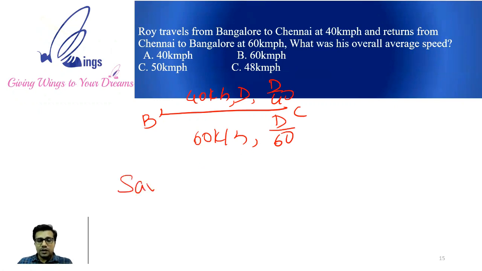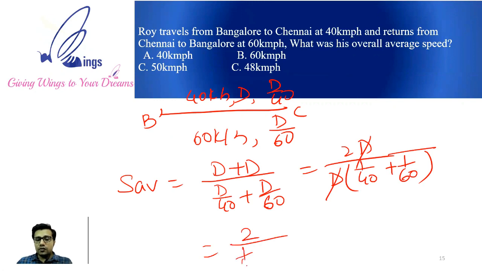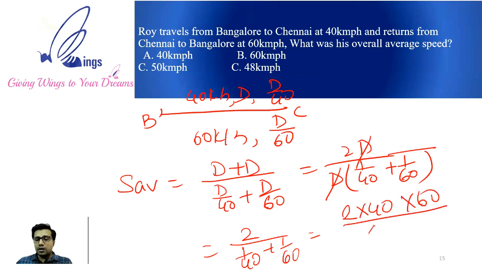Let's follow the formula now. S average is equal to total distance traveled divided by total time taken. 2d divided by d common, 1 by 40 plus 1 by 60. D will get cancelled and what we get is 2 by 1 by 40 plus 1 by 60. After calculation, you will get 2 into 40 into 60 divided by 40 plus 60. That becomes the average speed for these two journeys. After calculation, you will get 48 kilometers per hour.